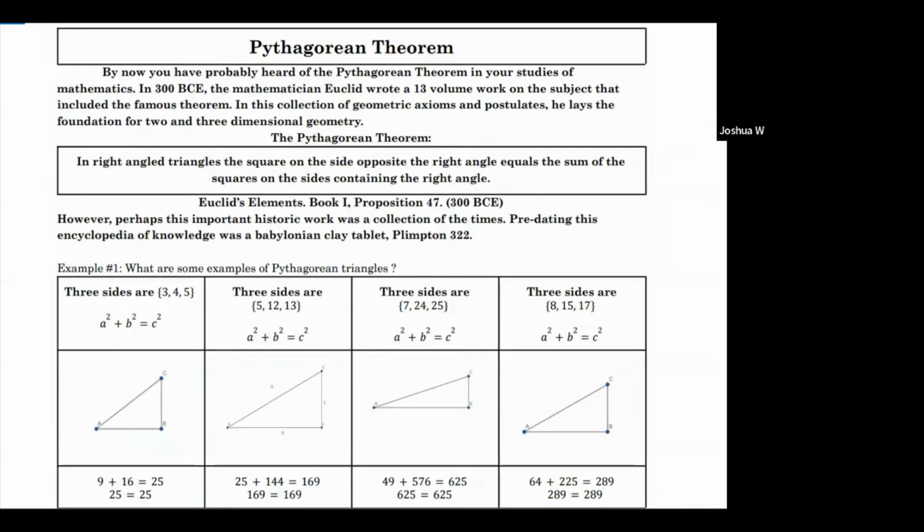The second triangle is the 5, 12, 13 triangle, showing the short side 5 squared is 25 plus 12 squared, 144, is exactly equal to 169 units. And the same is also true for the 7, 24, 25 triangle and the 8, 15, 17 triangle.